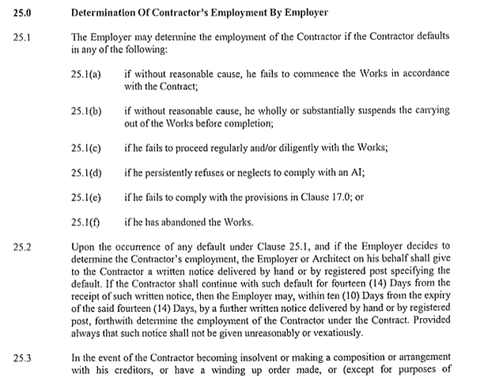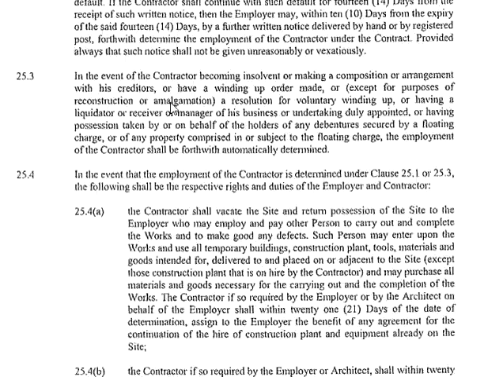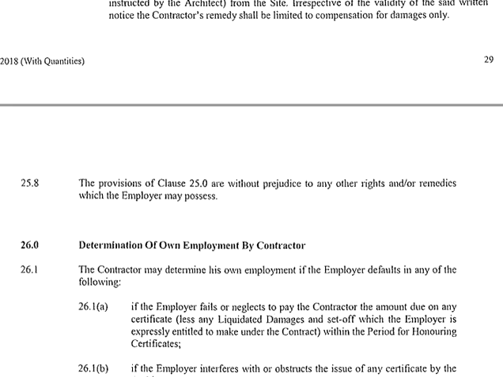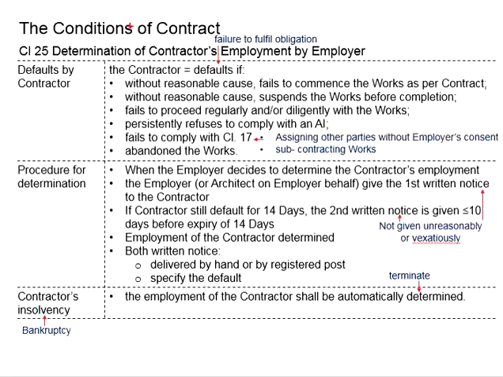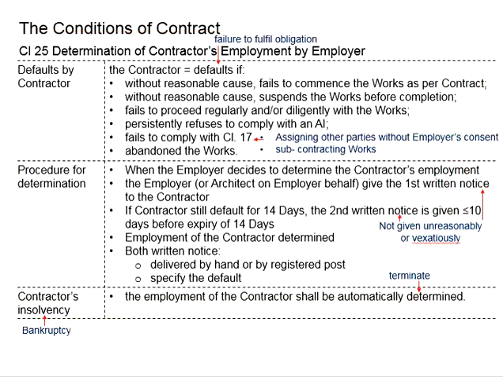Clause 25 is about the determination of the contractor's employment by the employer. For the full statement, you may refer to the PAM Contract 2018. There are 8 sub-clauses here. The relevant information will be briefly discussed based on the slides given here.